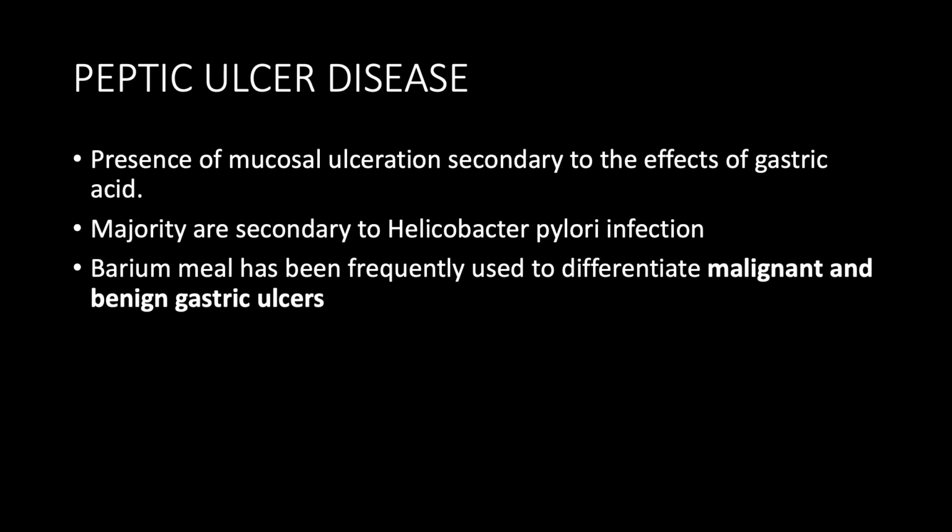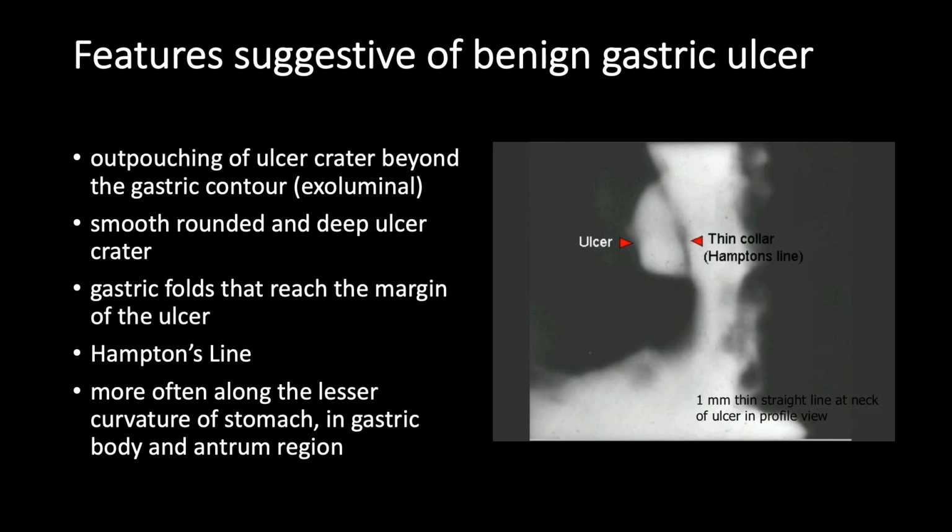Peptic ulcer disease is the presence of mucosal ulceration secondary to the effects of gastric acid. Majority of cases of peptic ulcer disease are secondary to Helicobacter pylori infection. A barium meal has been frequently used to differentiate malignant and benign gastric ulcers. The following are features that are suggestive of a benign gastric ulcer.